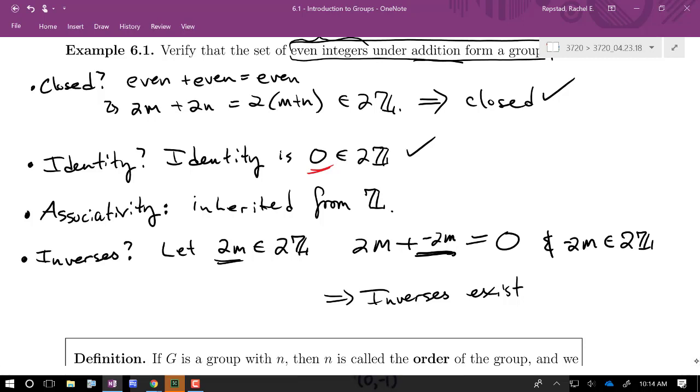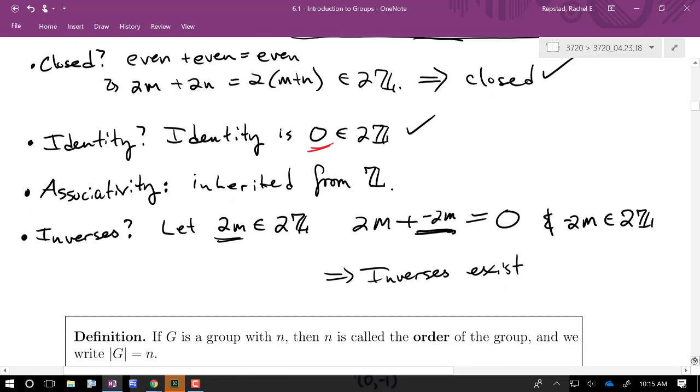Having checked all 4 of these, we know that the set of even integers under addition is a group. Even if other operations might exist in a set, for example, it is possible to multiply 2 even integers for sure, with a group we just restrict it to: here's a set, here's the one operation we're looking at, and then we see if it's a group under that operation.